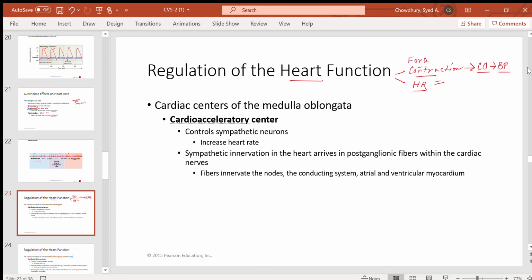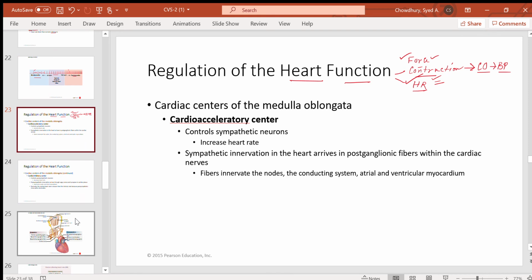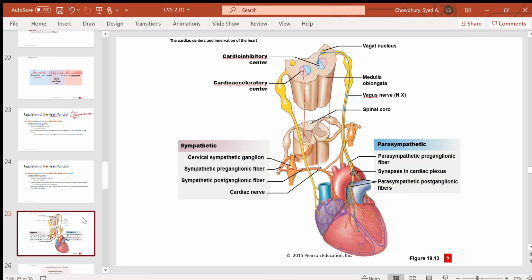Then how are these two things controlled? These two functions are controlled. When we say function, we indicate mainly these two things. So in your brainstem, you have the cardiac centers. You see here the cardiac center. These are the cardiac centers.